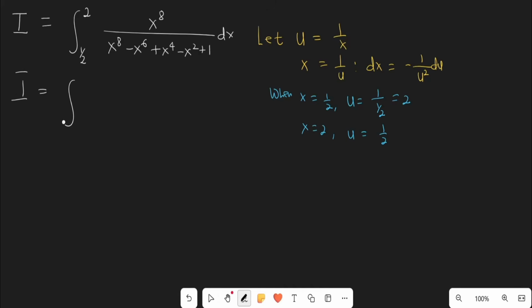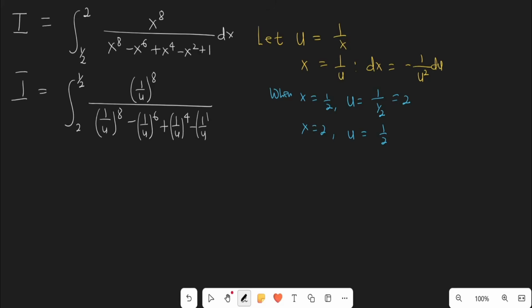I is going to be equal to the integral from 2 to 1/2. That's the reverse of the limit of x raised to the power 8. X is 1 over u, so this is 1 over u raised to the power 8, divided by 1 over u raised to the power 8 minus 1 over u raised to the power 6 plus 1 over u raised to the power 4 minus 1 over u squared, and now plus 1. Alright, and now what is an expression for dx? That is negative 1 over u squared du.